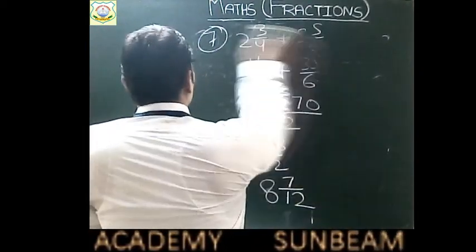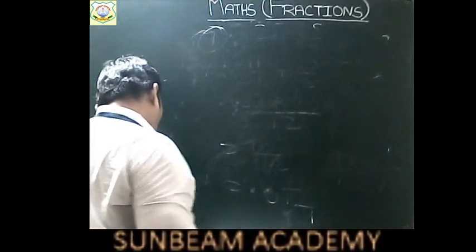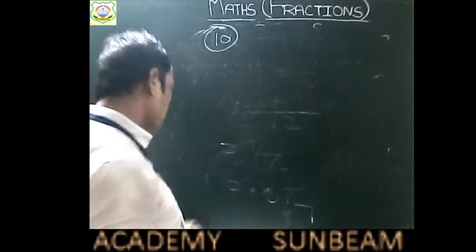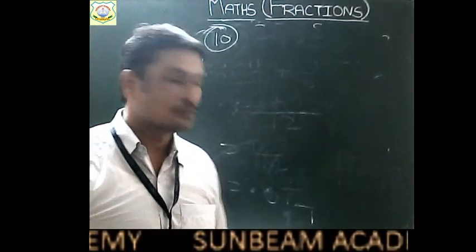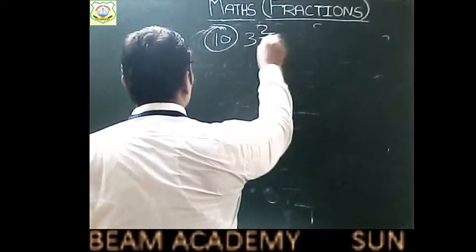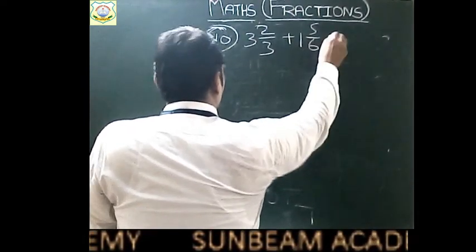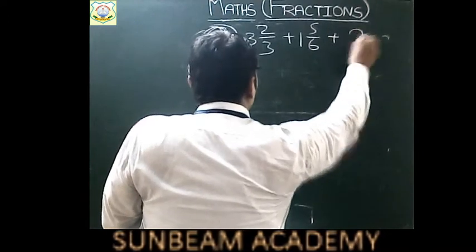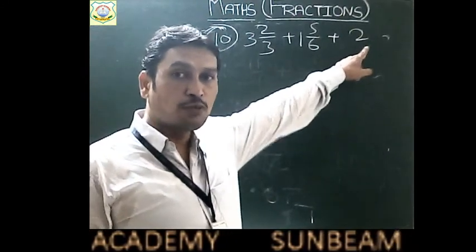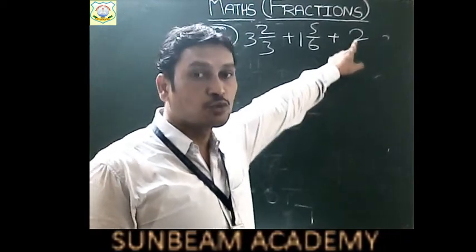In the same way children, let us move to the next question. And I am solving question number 10. So children, solve 8 and 9 by yourself. Okay. So question number 10. What is question number 10 children? 3 whole 2 by 3 plus 1 whole 5 by 6 plus 2. This is the question children. Here 2 can be written as 2 by 1. This is a whole number. So to convert this into a fraction, you can write it as 2 by 1.